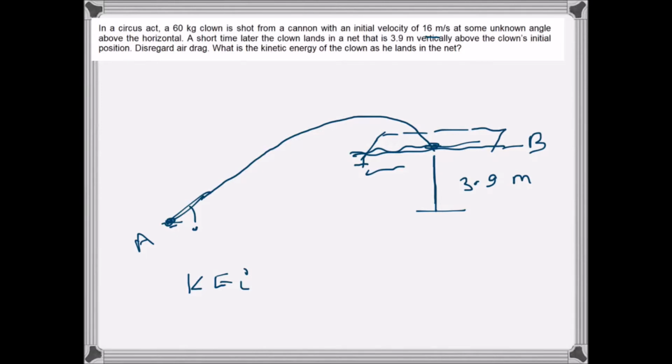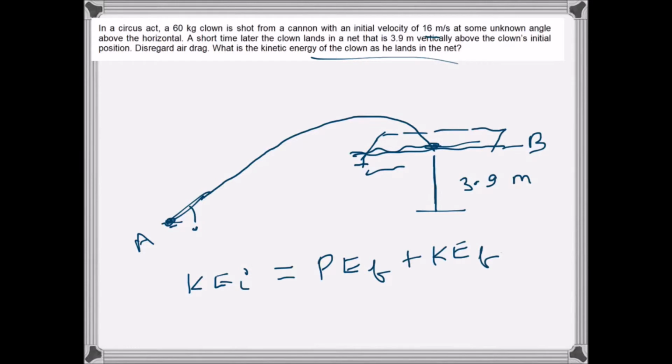Considering that B has a higher potential energy with respect to A, let's say A has potential energy 0, only then can we give a positive value to B with respect to A. So that's the initial kinetic energy. And finally there is a potential energy because he has gained some height, so that is PE final plus KE final. We have to find KE final, because that's the kinetic energy of the clown as he lands in the net.